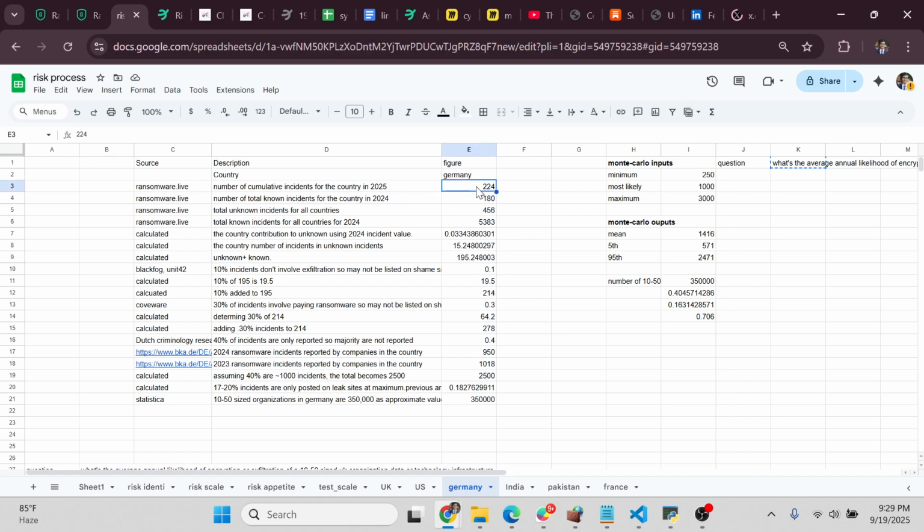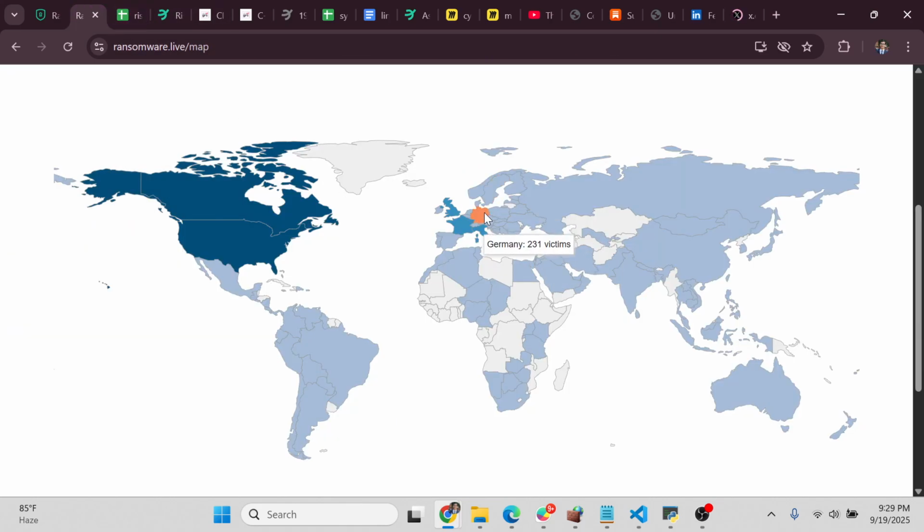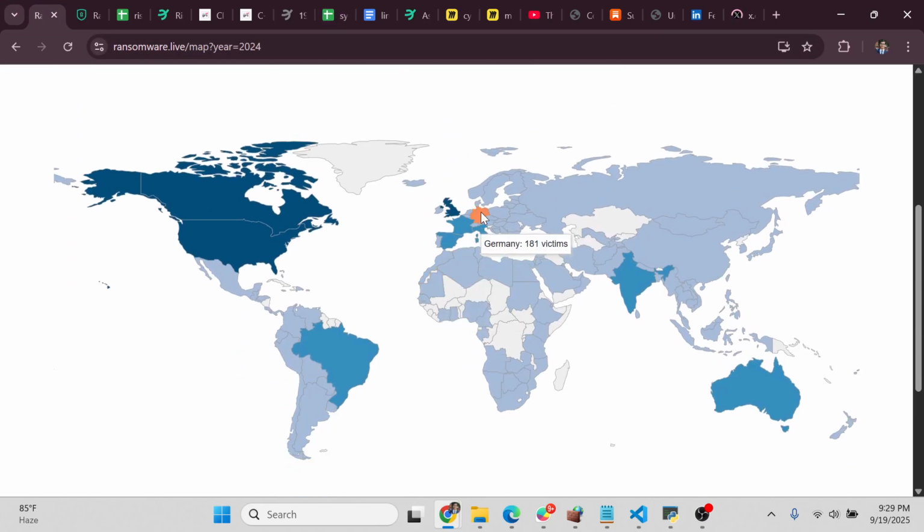The first figure that I got is 224, and this is from the number of cumulative incidents for the country, which is Germany, in 2025. So here it is, Germany, and you can see that the number of victims has increased to 231. And this is what I'm using. I'm also using 2024 data. So this is 181 victims for Germany.